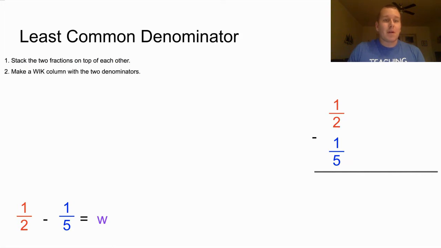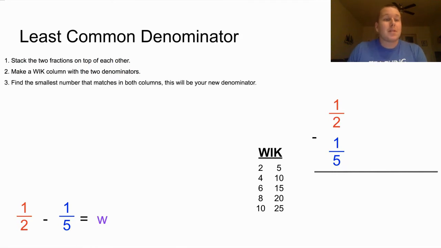Now we're going to make a wick column with the two denominators. Now, a wick column looks a little bit different for fractions than it did when we were dividing. What we're going to do is take the denominator of the first fraction, so the 2, and find multiples. So 2, 4, 6, 8, 10. I usually like to go up to at least 5 multiples, but sometimes you have to go a little further. And then we take the denominator of the other fraction, 5, and find 5 multiples of that. 5, 10, 15, 20, 25.